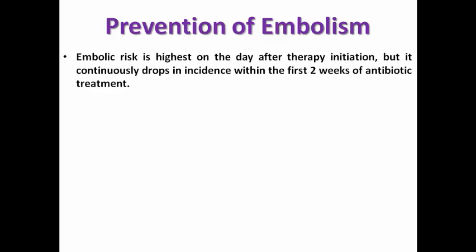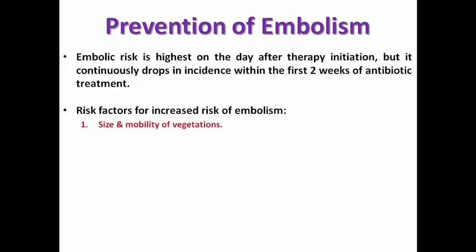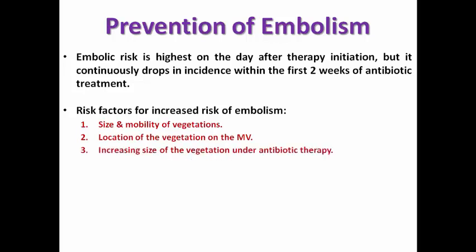The embolic risk is usually the highest on the day after diagnosis and therapy initiation, but then it drops in incidence within the first 2 weeks with the antibiotic therapy if the patient is responding. And the risk factors for increased risk of embolism are the size, of course. The larger the size of vegetation, the higher the risk of embolism, and when the vegetation is mobile, the risk is higher. The location of the vegetation on the mitral valve carries a higher risk.